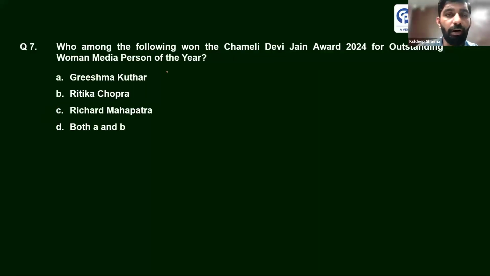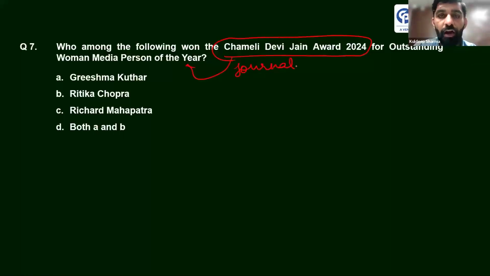Next question: who among the following won the Chameli Devi Jain Award 2024 for Outstanding Women Media Person of the Year? So also pay attention to the question always, because in the question also you might get some information which can be framed as another question. For example, Chameli Devi Jain Award is given in which field? So if you know that it is given in the field of journalism, yeah, this award is for women journalists, then you know that this is an award in the field of journalism. One question can be framed from this also.